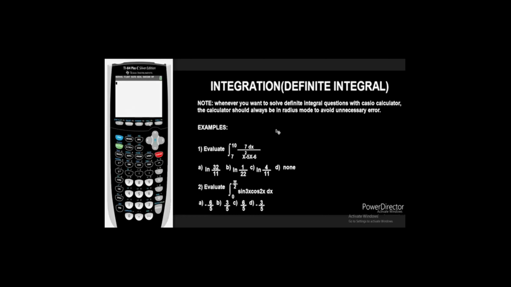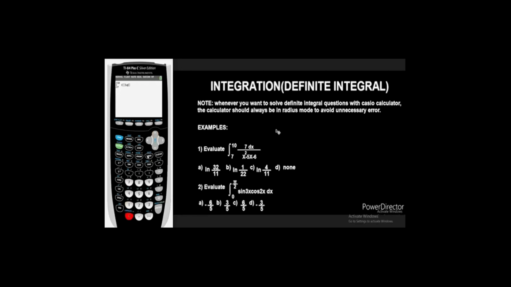To bring out the definite integral symbol, all you have to do is to press this alpha and this window button. It will display this. Option 4 is for the definite integral function. So we press option 4. This will display. Let's input the values. The lower limit there is 7. Very simple guys. You go up, the upper limit there is 10.